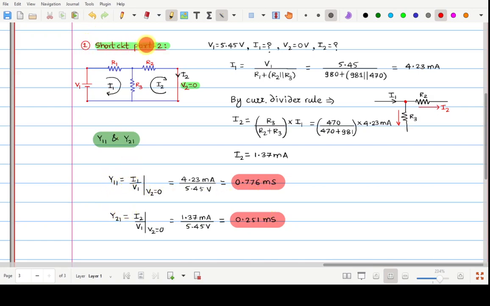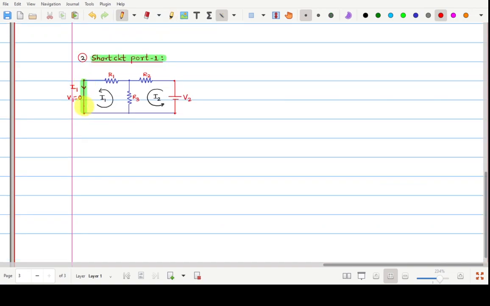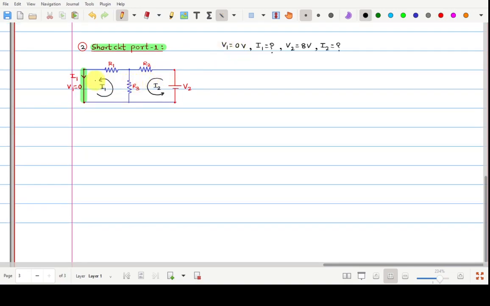Now we will do step 2, where we will short circuit port 1 like this. So here you can see we have shorted this port, so therefore your voltage V1 becomes 0. Okay, and this current I1 will pass through this short circuit. So friends, here your port parameters will be like this. See, V1 is 0 volt because we have shorted port 1. I1 we will calculate. Then V2 is 8 volt, which is externally applied during the practical demonstration. Okay, and I2 again we will calculate. This I2 is flowing due to this voltage V2.